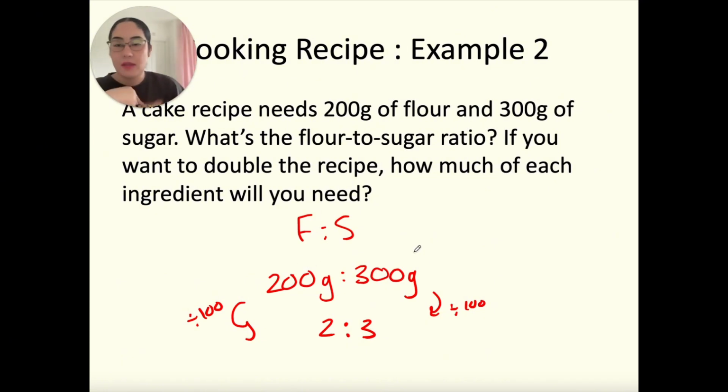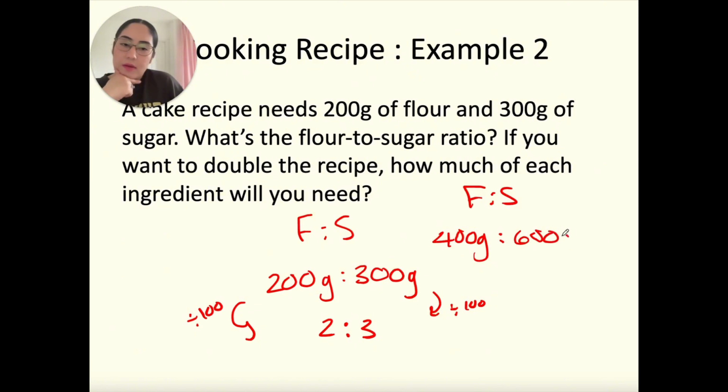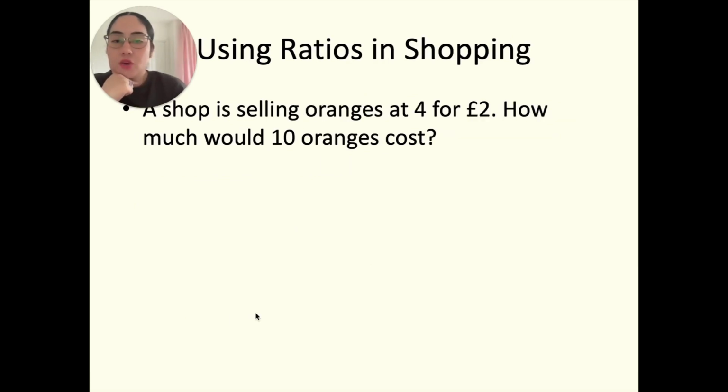Now, the second part of the question says if you want to double the recipe, how much of each ingredient will you need? So we're scaling up by 2. Whatever we do to one side, we're going to do the same to the other. So if we double this, it gives us 400 grams. We're going to double the other one as well, and we have 600 grams. So for every 400 grams of flour, we need 600 grams of sugar.